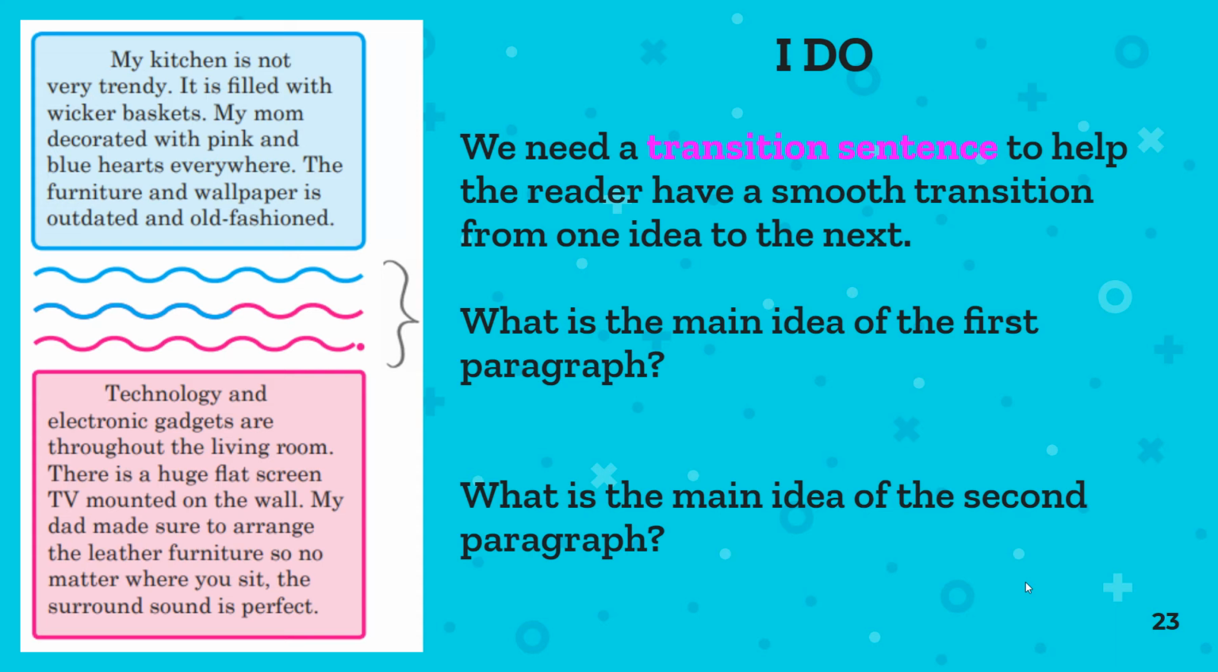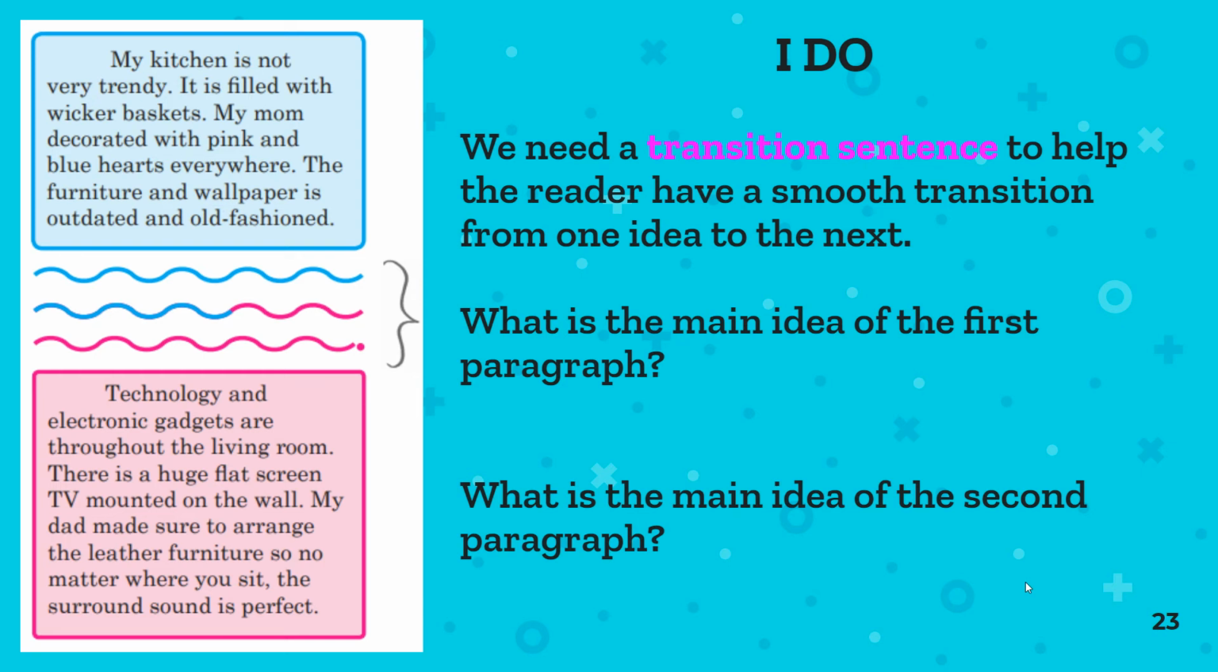We need a transition sentence to help the reader have a smooth transition from this idea to the next idea. Technology and electronic gadgets are throughout the living room. There's a huge flat screen TV mounted on the wall. My dad made sure to arrange the leather furniture so no matter where you sit, the surround sound is perfect.